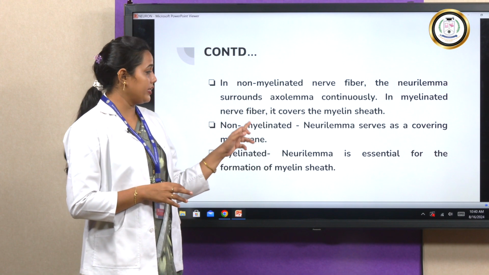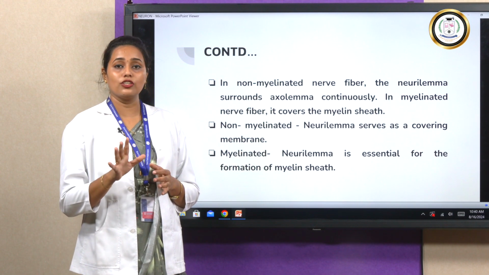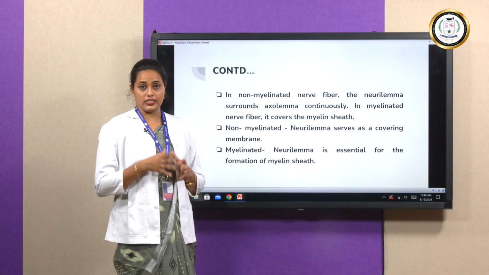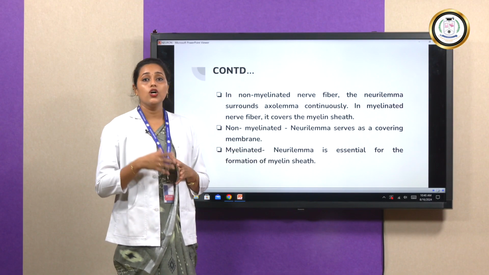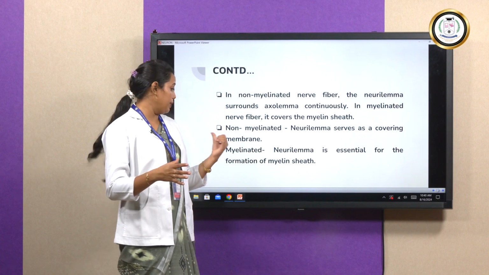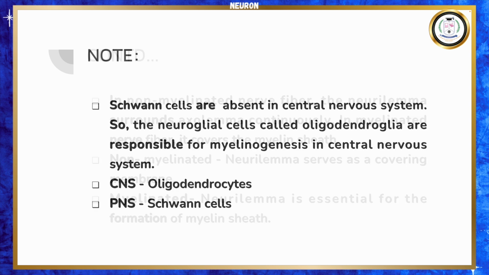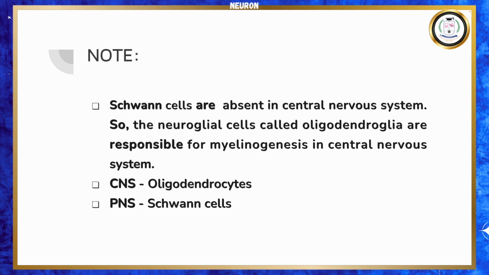In a non-myelinated nerve fiber, the major function of the neurolemma is to cover the membrane. It serves as a covering membrane. Whereas in a myelinated nerve fiber, the neurolemma is essential for the formation of the myelin sheath. So it is a very important point to be noted. As I have discussed before, Schwann cells are essential in the process of myelin sheath formation.